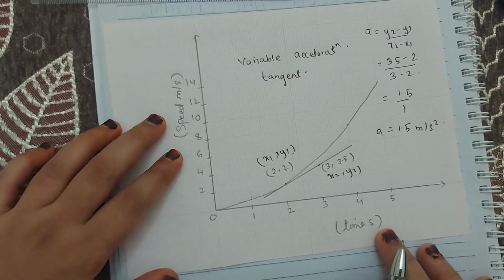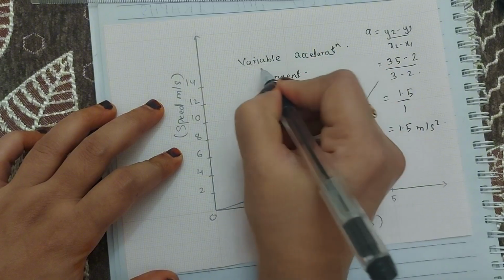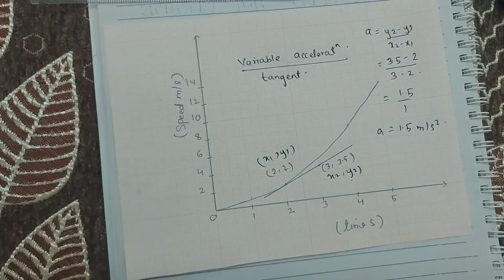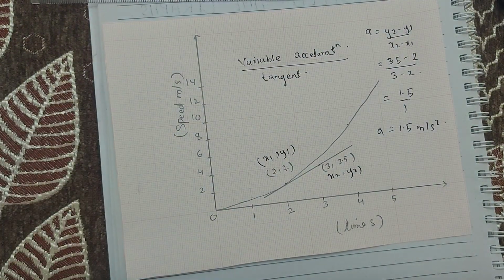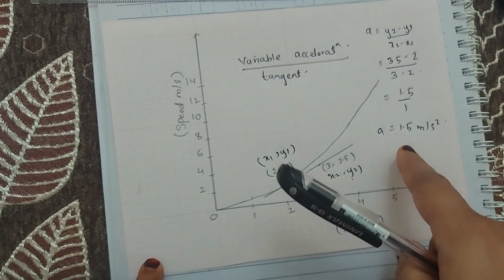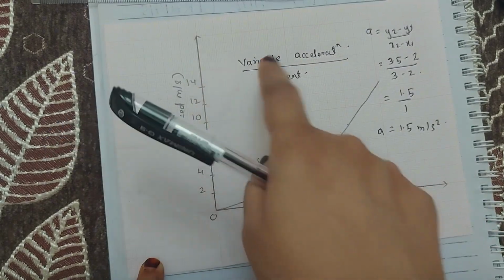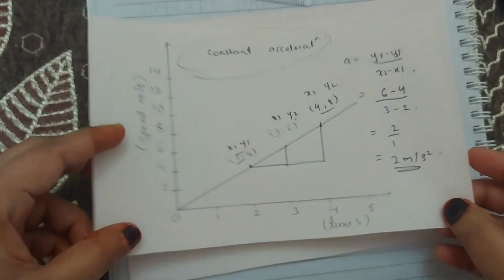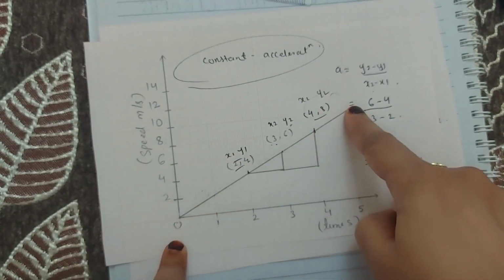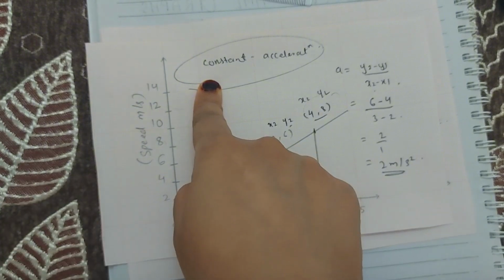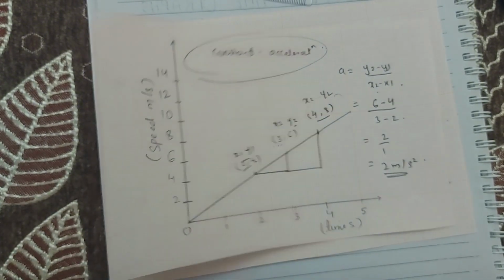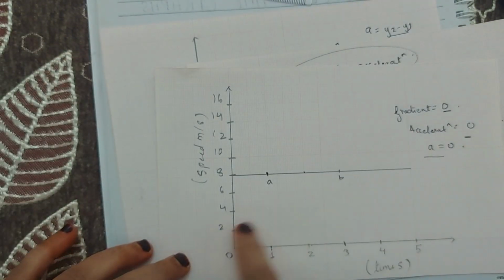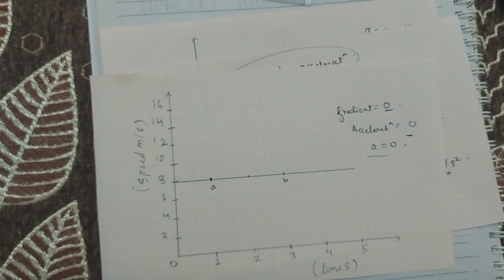And the acceleration that we are getting from this graph is known as variable acceleration. Why? Because this is not for constant speed. The change of the speed is not constant, so you will get different accelerations. So that's why it's known as variable acceleration. From the graph which has a constant change of speed, you're going to get constant acceleration, and the graph where there is no change of speed, there you will get zero acceleration.